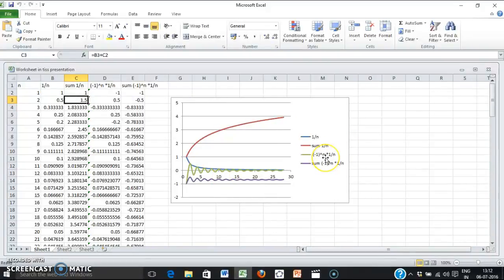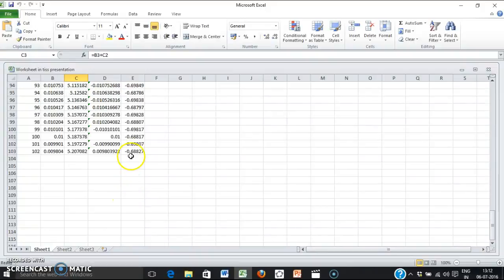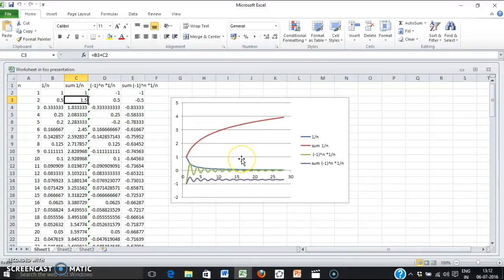But if you compare with its corresponding alternating counterpart, then the alternating 1 by n sequence, the green curve, is alternating and is settling very close to origin. And its corresponding summation is also settling down and is not increasing, but it is alternating and settling down at a value very close to minus 0.68827. So this is how we can make the students experience the convergence and divergence of infinite series.